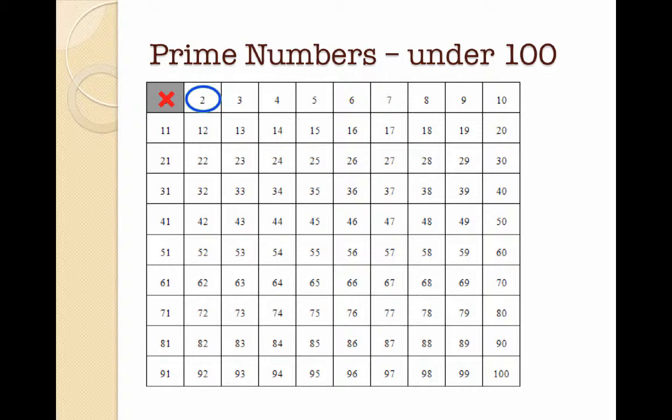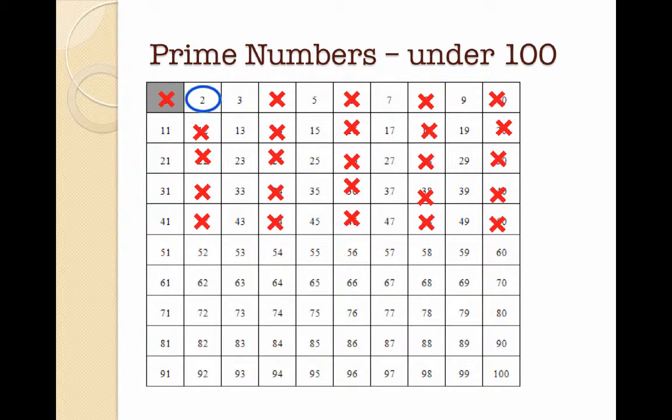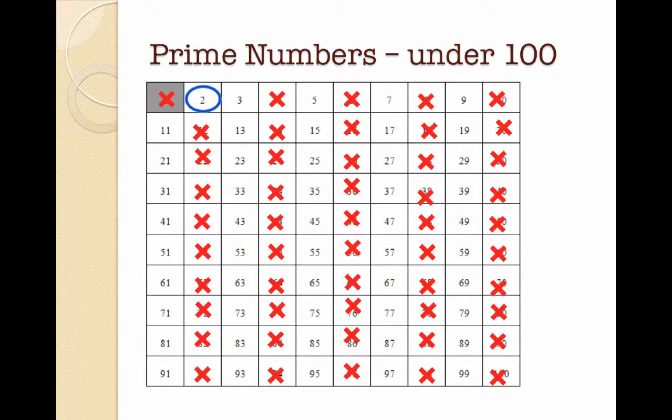But every multiple of 2 is not going to be prime. What do I mean by that? Well, 4, 6, 8, 10, 12, 14, 16, 18, 20, 22, 24, 26, 28, 30. All the numbers that can divide by 2 are not going to be prime because they will also have an extra factor of 2. This is how the sieve works. We start with a prime number and then we cross off all the multiples after it.